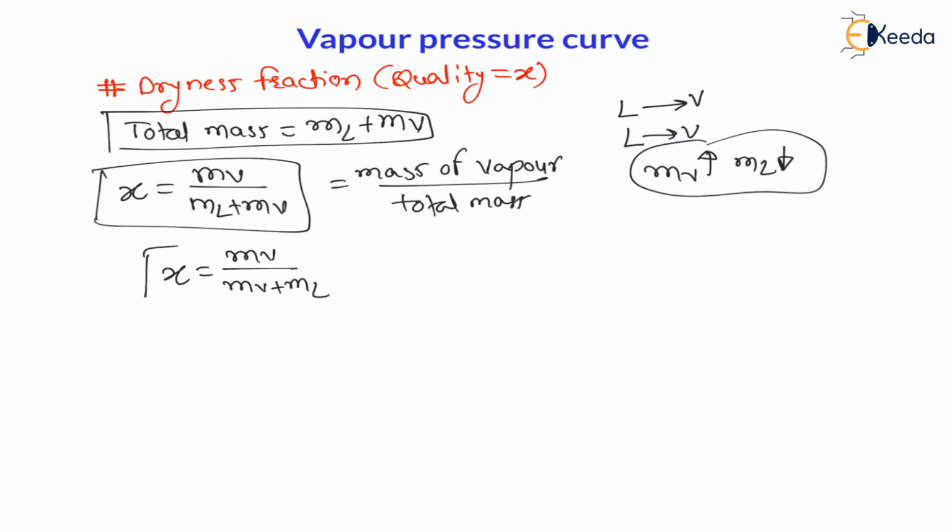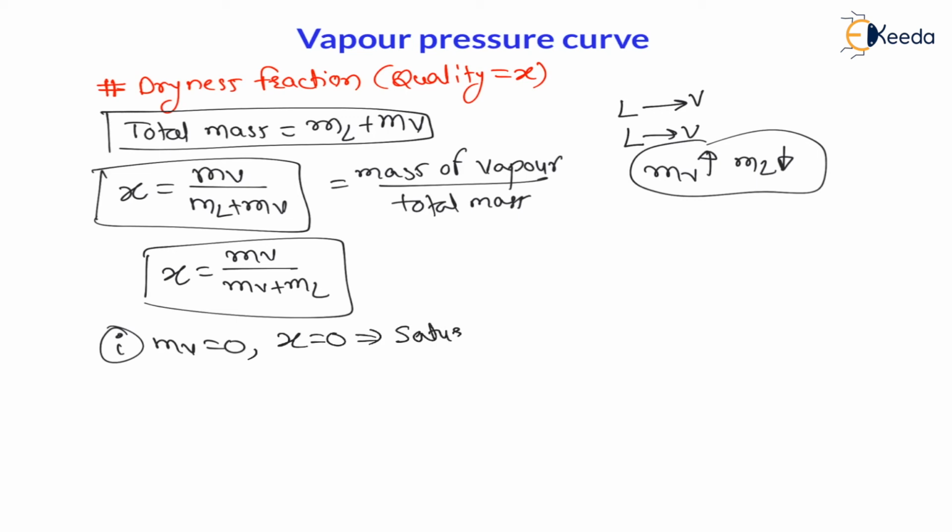First condition: whenever the mass of vapor becomes equal to 0, the numerator becomes 0, which means the total mass is the mass of liquid. Therefore, the dryness fraction becomes equal to 0, and this state is called the saturated liquid state. That means there is only liquid and the mass of vapor is 0. It is the start of phase change, the start of boiling, where vapor is 0.